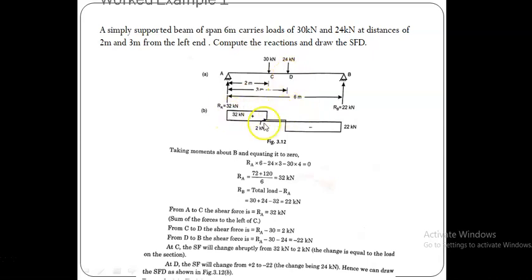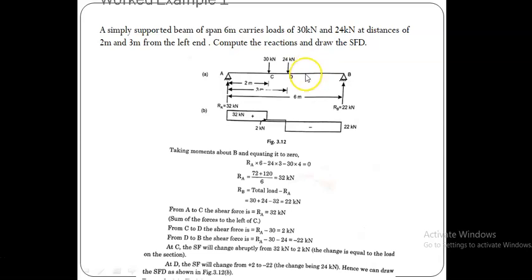Now let us try to draw the SFD for this case. First we must find the reactive forces at A and B. Let the reactive force at A be RA, and the reactive force at support B be RB. We must find this RA and RB. For that, we must use the equilibrium equation, sigma M equal to 0. What is meant by sigma M equal to 0? We find the sum of moments at any point, and the sum of moments at any point should be equal to 0.